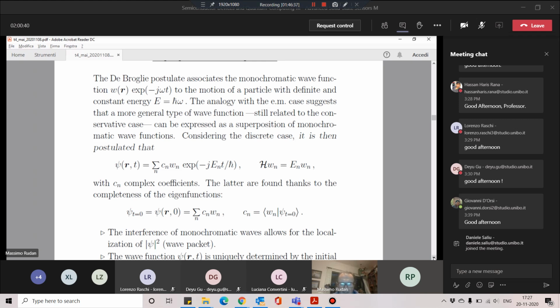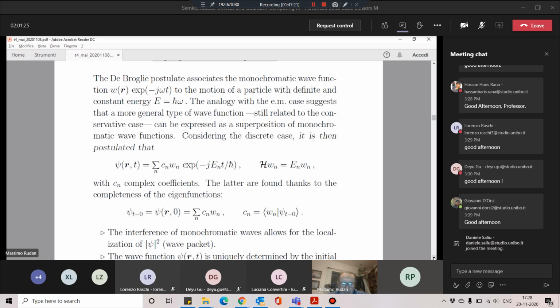Then we construct the Hamiltonian, and by the Hamiltonian, we construct the time-independent Schrödinger equation. In this line, for simplicity, we are assuming that the eigenvalues are discrete. Okay, so they depend on the index n. We solve the Schrödinger equation independent of time. So we find the set of eigenvalues E sub n and the set of eigenfunctions W sub n.